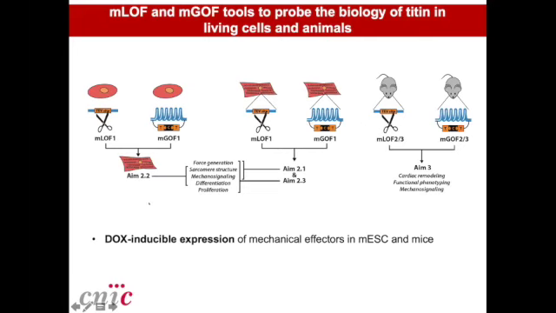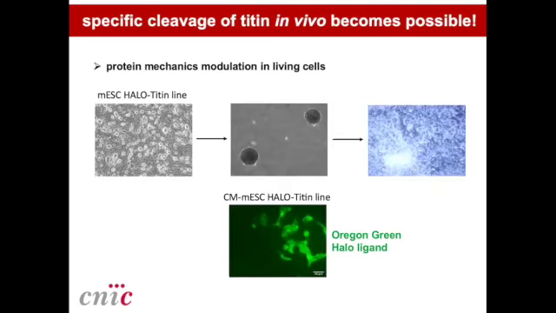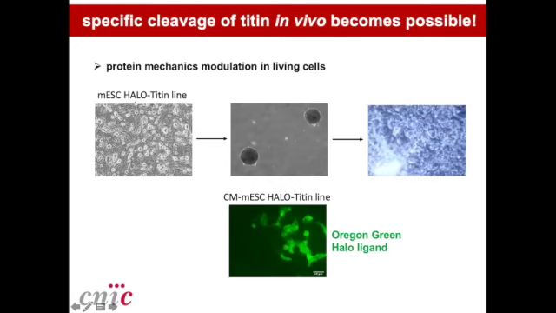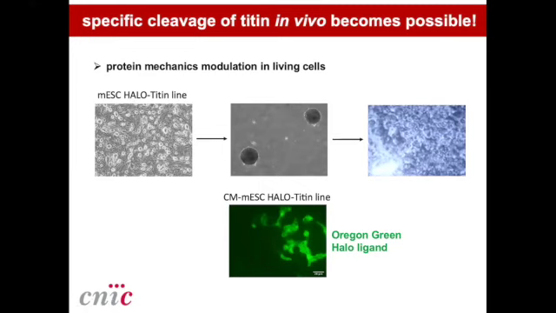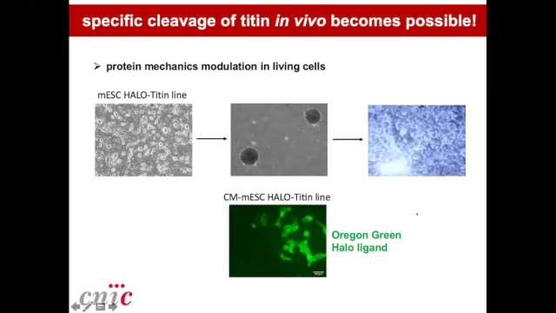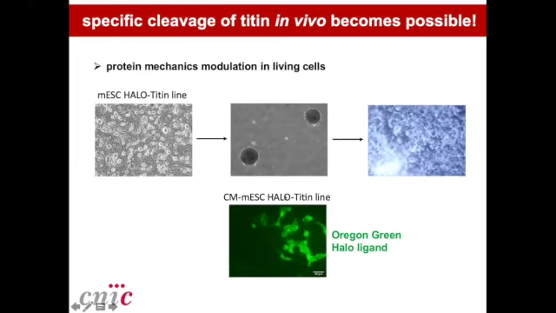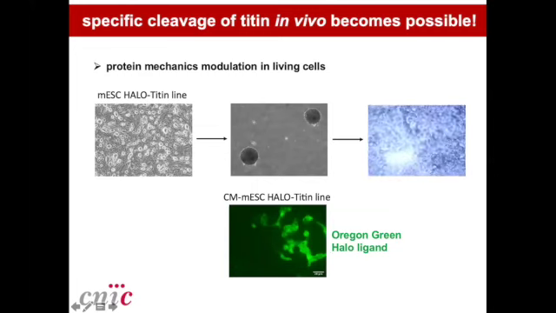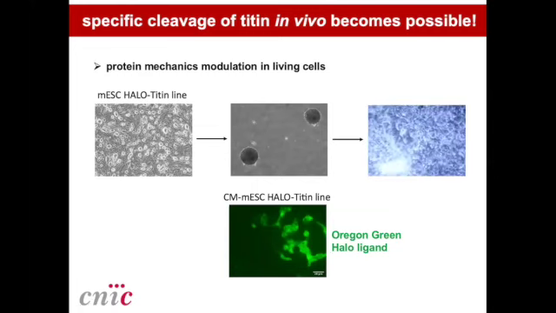To do that, we need an inducible expression of our mechanical effector, represented by TEV, of course, in the MLOF model, and also the SpyCatcher for the MGOF model. First of all, we isolated mouse embryonic stem cells from HaloTitin mice, and we demonstrated that we can differentiate this line into cardiomyocytes, and we can see the differentiated cardiomyocytes thanks to the HaloTag in titin.